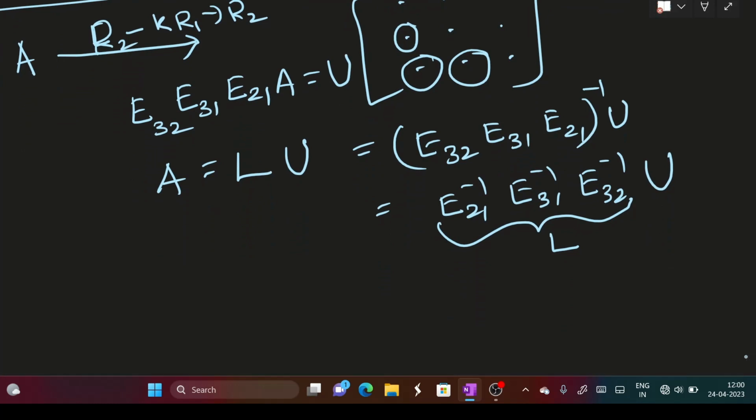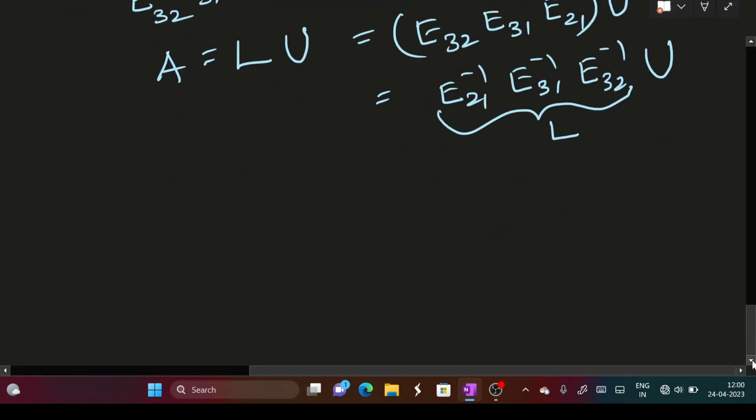So what I will do? I will apply elementary row operations on A to get an upper triangular matrix. Then I will take the product of inverses of the elementary matrices in the reverse order. So here first we have done E2 1, here first we will do E3 2, then E3 1, then E2 1 inverse. So I got my L, I got my U, I will write here, I'll get my LU factorization.